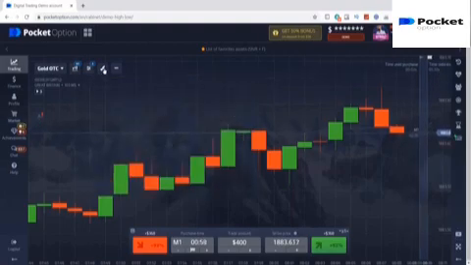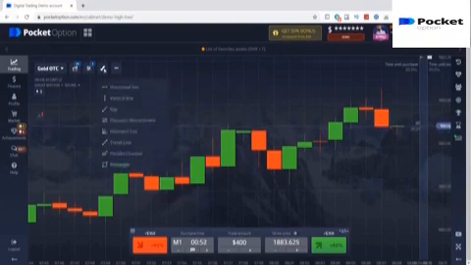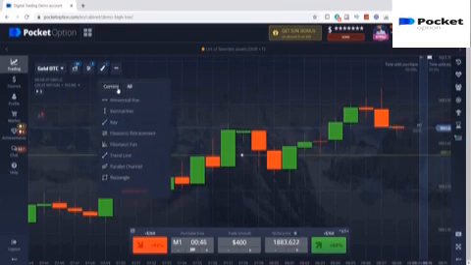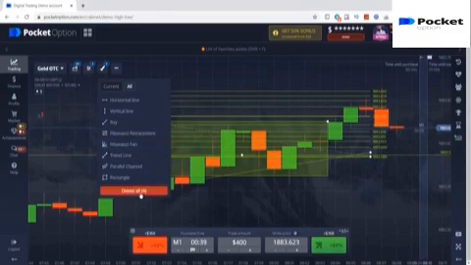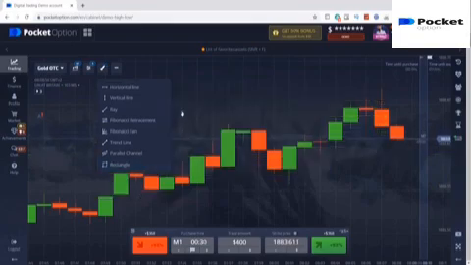Now, last but not least, what I want to go over is the painting tool. This specific painting tool allows you to mark up your charts. So if you're looking to put horizontal lines, or put Fibonacci on your chart, or put trend lines, or put boxes on your charts, you can do all that type of good stuff. That way you can mark up your chart for when you're looking to get into a specific point in the market.